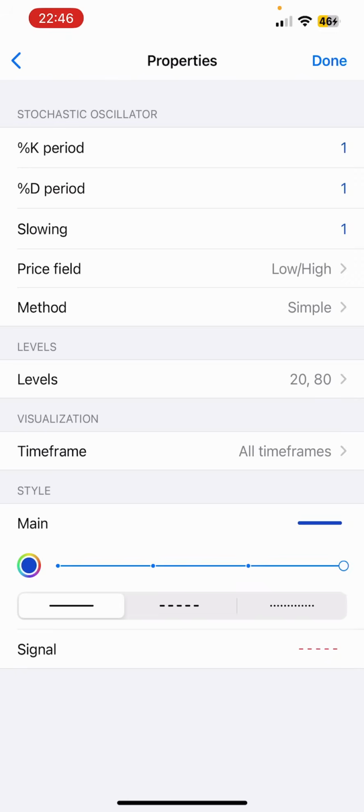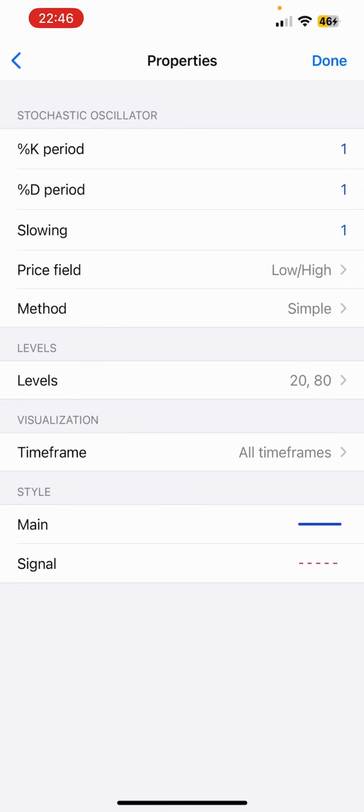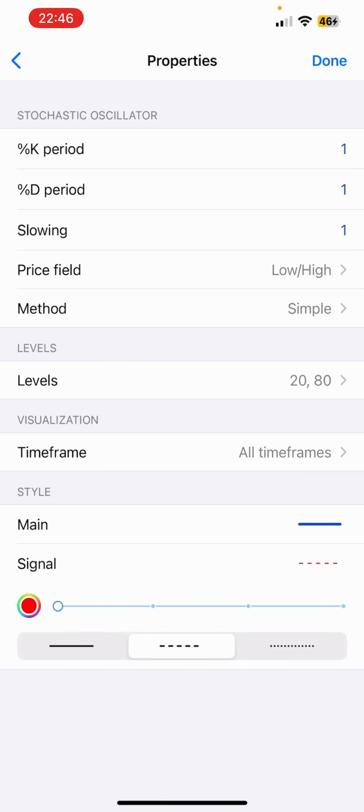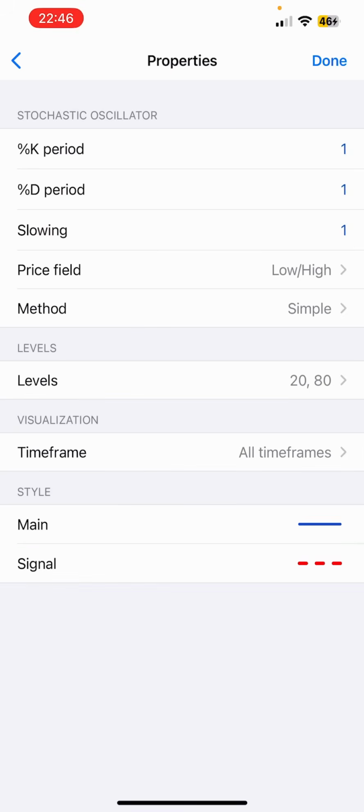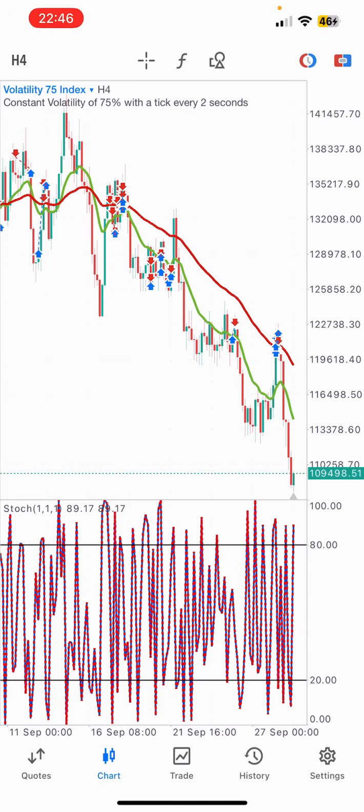So this main one, you can just select this blue. Signal, you just increase this again, just draw like this again, then we are good to go. So you see the blue and you see this red. Then you tap done.